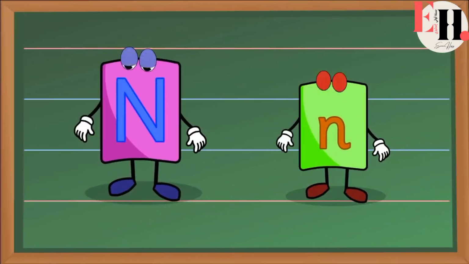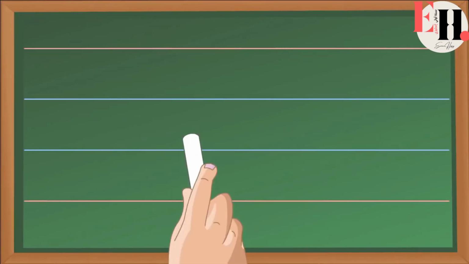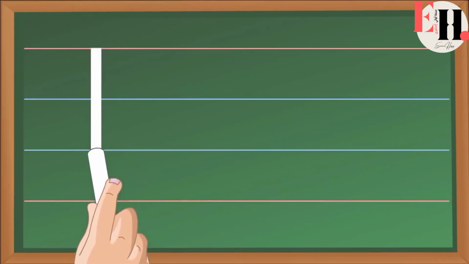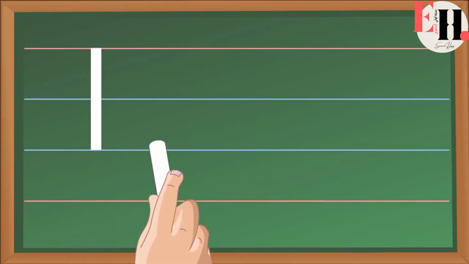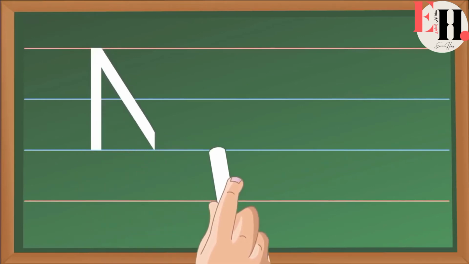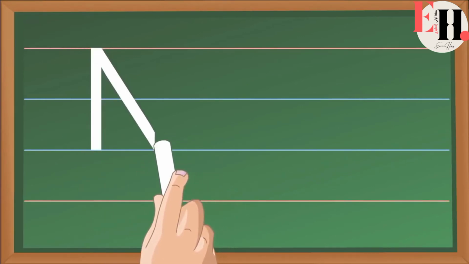N. Capital N. Start from the top and draw a standing line down. Go back to the top and draw a slanting line to the right. Now draw one more line up to the top.